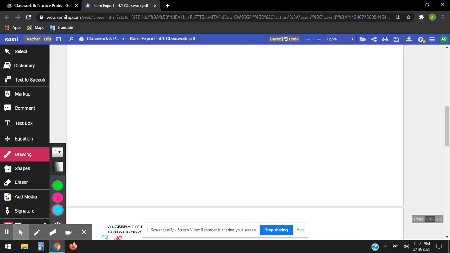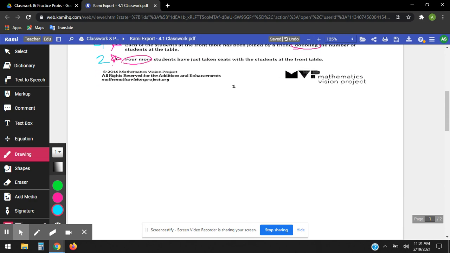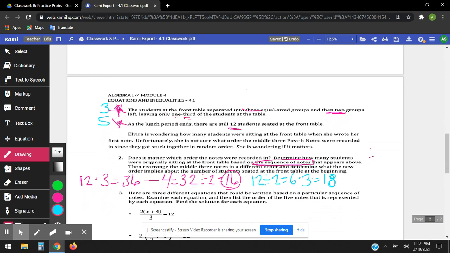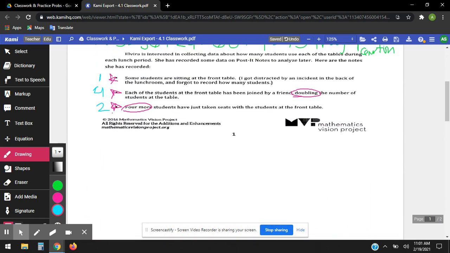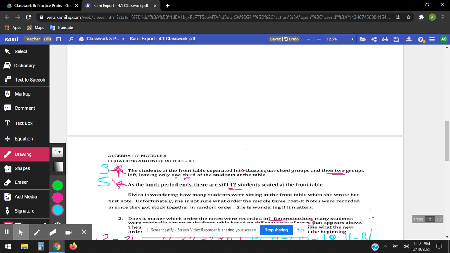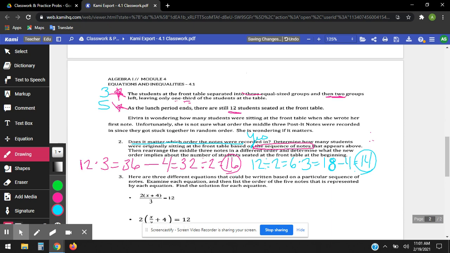And then 4 more were added, so we need to take out the 4 on this one. And that equals 14 students. And is that where we're at then? Yep, because the last of the students are at the table. So now we get 14 students. So does it matter which order the notes were recorded in? Yes, it does, because we get different numbers as we do that.